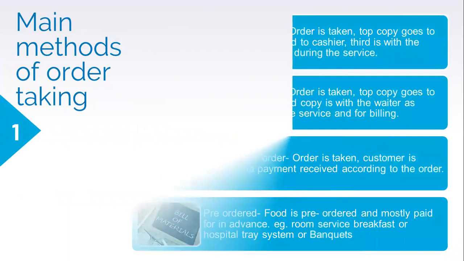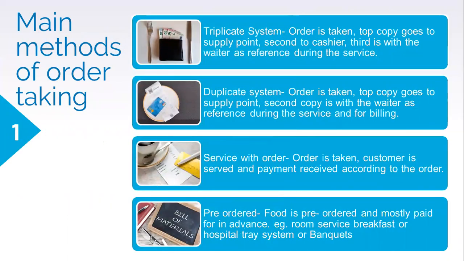Now let's understand the main methods of order taking. The first one is the triplicate system. As the name says, we are talking about 3 copies here. The order is taken, the top copy goes to the supply point, and the second is then sent to the cashier. The third is with the waiter, and he's going to use that as a reference during the service.